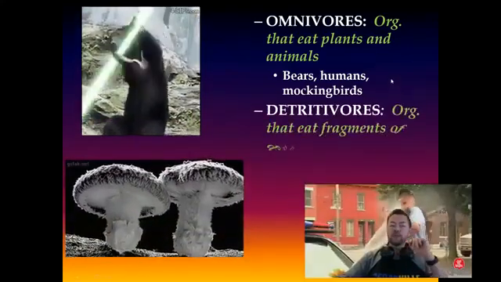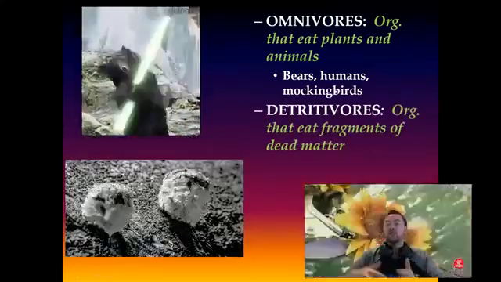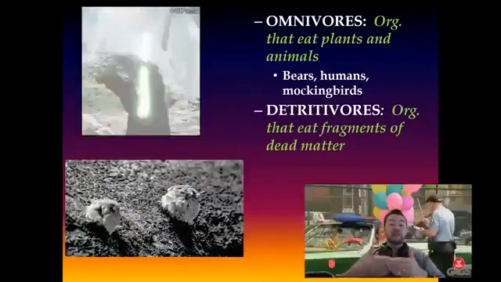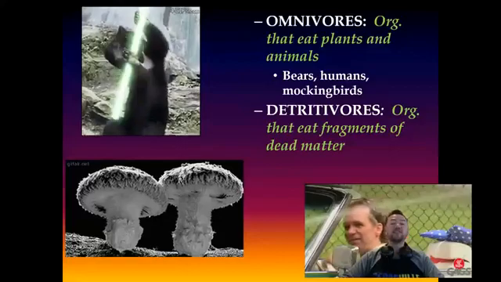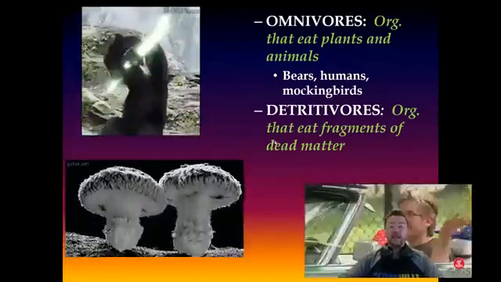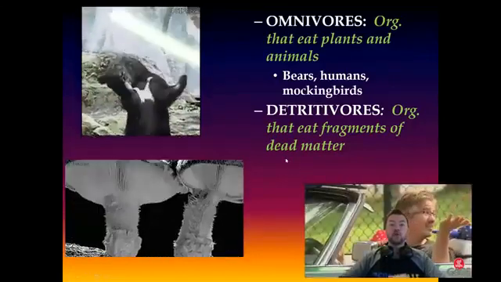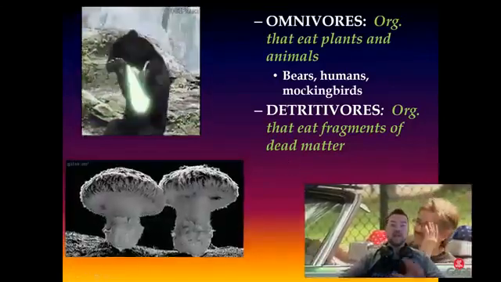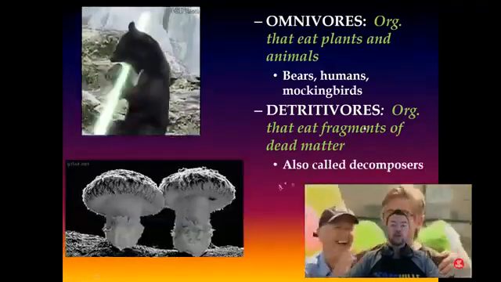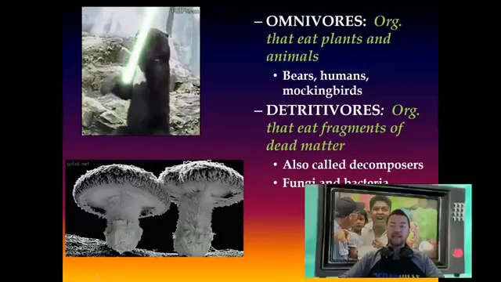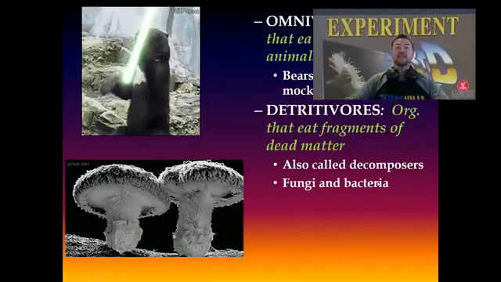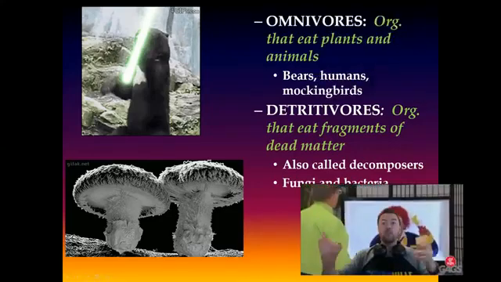But there's another group of organisms where they don't consume other organisms. They instead consume decaying material. We call these detritivores. Detritus is dead organic matter, and detritivores will live off of this dead decaying matter. This includes things like your fungi and your moss, or fungi and your bacteria. They are also called decomposers because they eat the dead stuff and they help break it down.